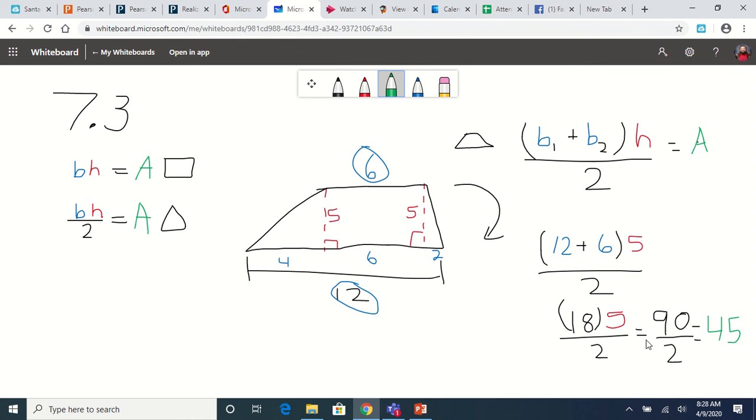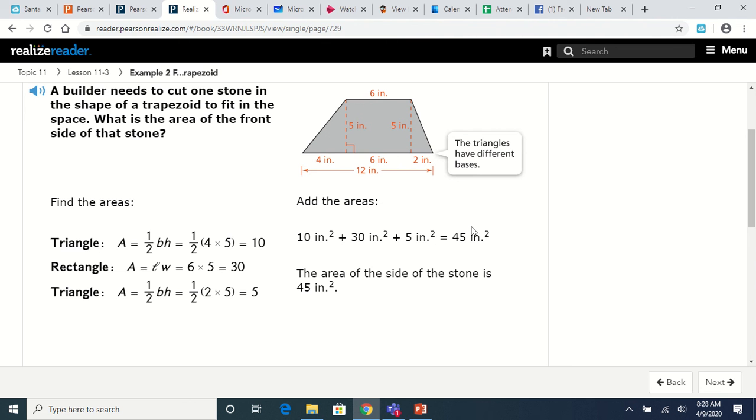Now let's go back and look at what the book gave us. By using this formula, not worrying about the distraction here, pulling one height, now I can work this instead of doing 3 different areas. One formula, one work, gives me 45, and the book's example had 45 inches squared. So there you go, guys.